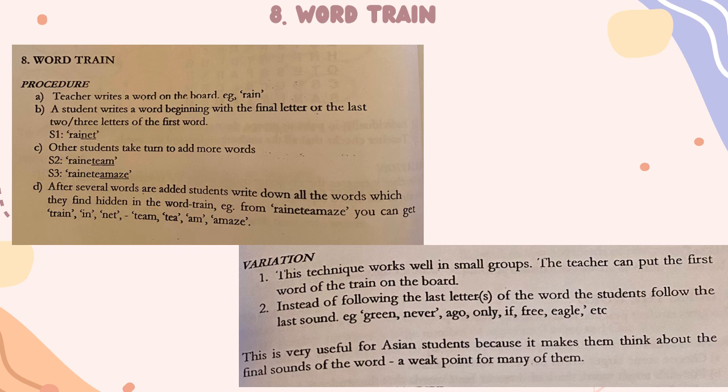In our example, the student puts ET to make the word net. This continues until one student can't think of a word and therefore is eliminated. At the end, you can also ask them to identify if they see any hidden words in their long train of words, like the example in our book here. So I hope the example in the book is pretty clear. I think it's clear enough, so I really don't have much to say on this technique, and I'm pretty sure you have done it before too.